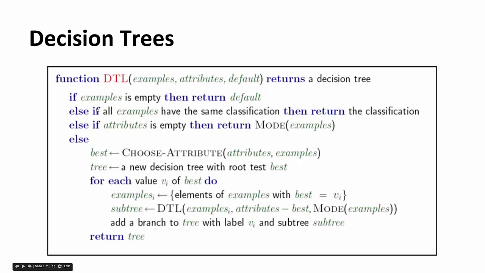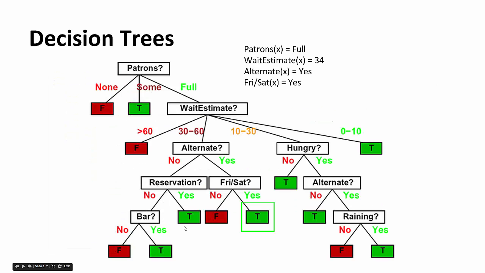First, if you have no more examples, you just return the default classification that we pass in. Otherwise, if all the examples have the same classification, well, we can't split anymore, so we'll just make a leaf at that classification. And then otherwise, if we have no more features to split on, we'll just create a leaf that returns the classification of the most common example in that set. So these are going to be our base cases, and these are going to be how we're going to get these leaf values over here.